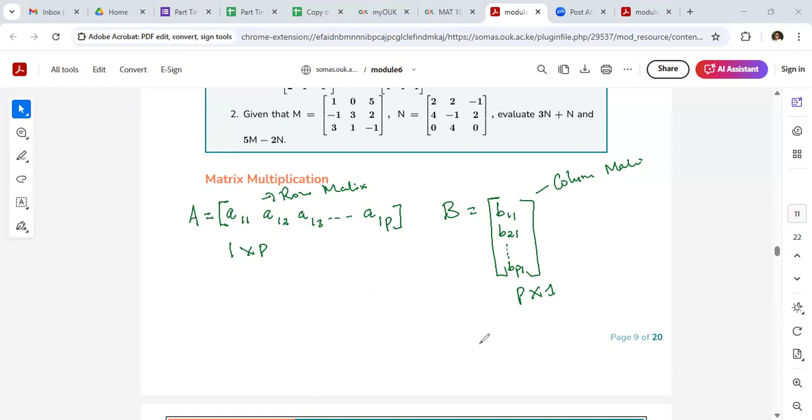So when it comes to matrix multiplication, you multiply a row by a column, not column by row. You multiply a row by column. And how do you multiply a row by column? You multiply corresponding components, then you find the sum of their products. In other words, you find sums of products of corresponding elements.